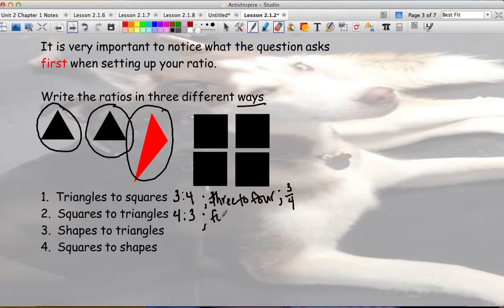And then in this case, it would be 4 to 3. And again, 4 to 3. Now, I do not change this to a mixed number because this is not a fraction. It is a ratio.